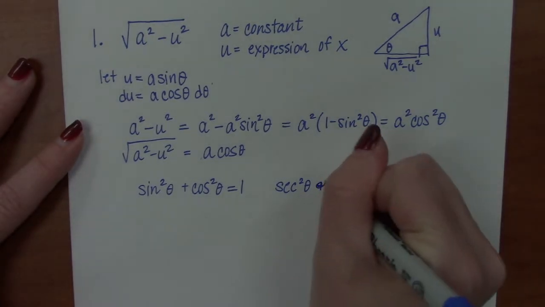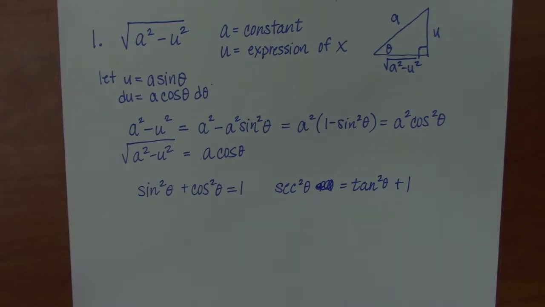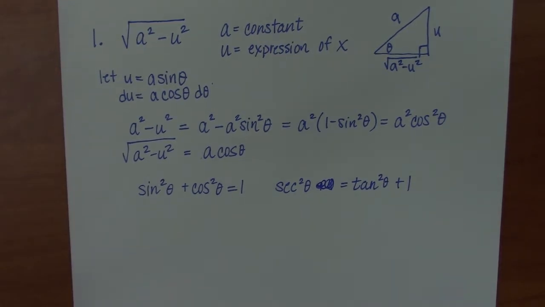Yep, my bad. I always get this one backwards. Okay. Secant squared theta equals tangent squared theta plus 1.